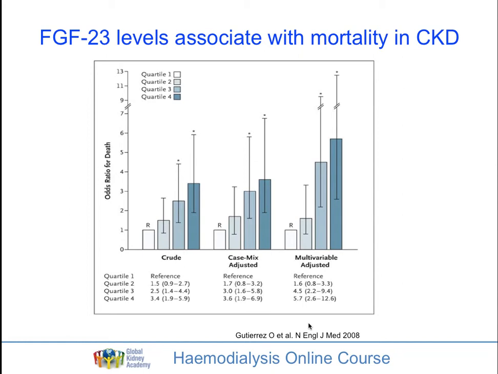And why is FGF-23 important? If you look at patients on dialysis, and you look at their levels of FGF-23, the higher the levels of FGF-23, the higher the risk of mortality.